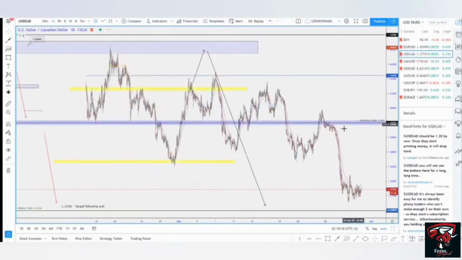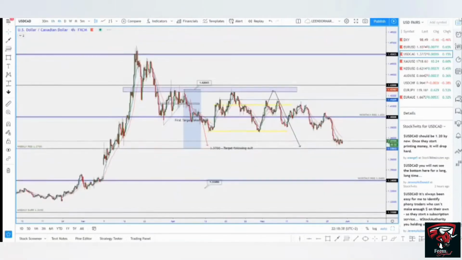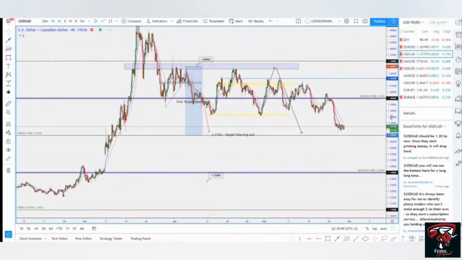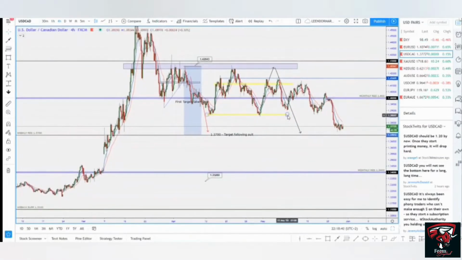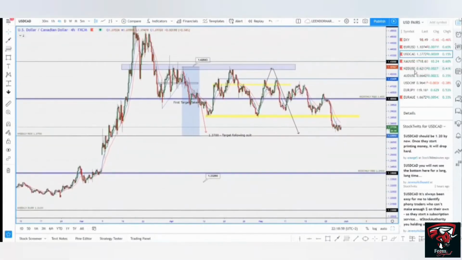You can see how this played out nicely as well. Beautiful movements. I did say that 1.7 was my general anticipated target. I'm quite happy, very happy of how the chart's actually setting out nicely, honestly. So let's get to it.